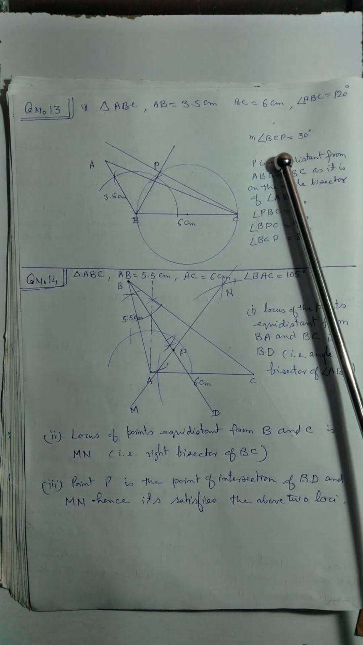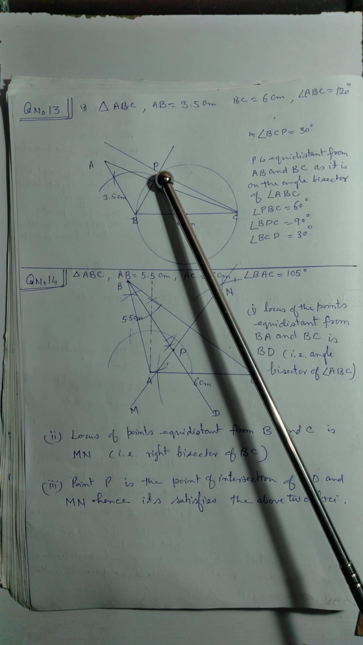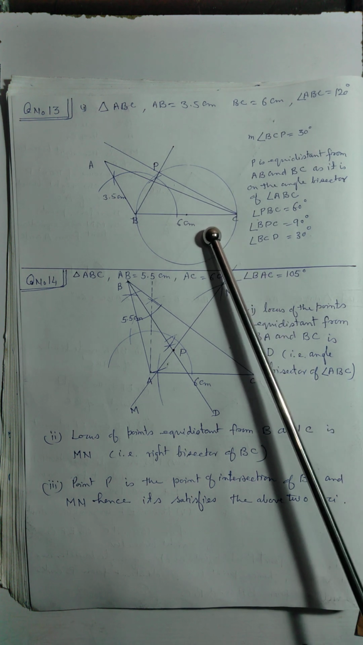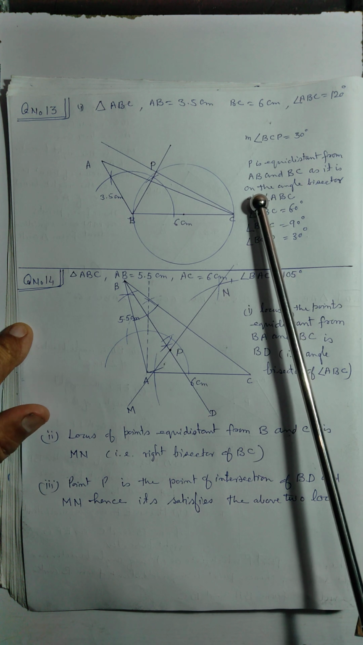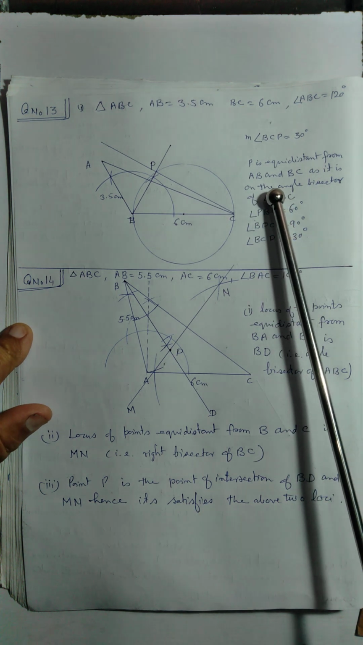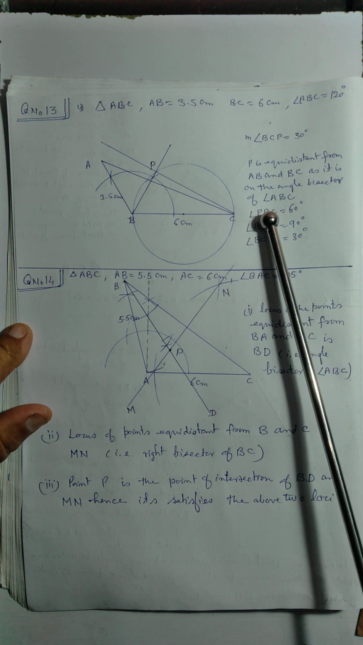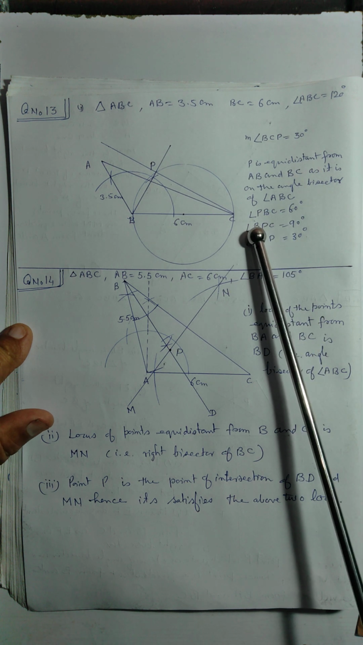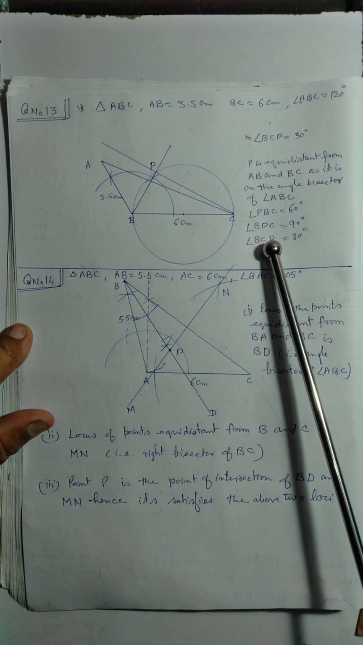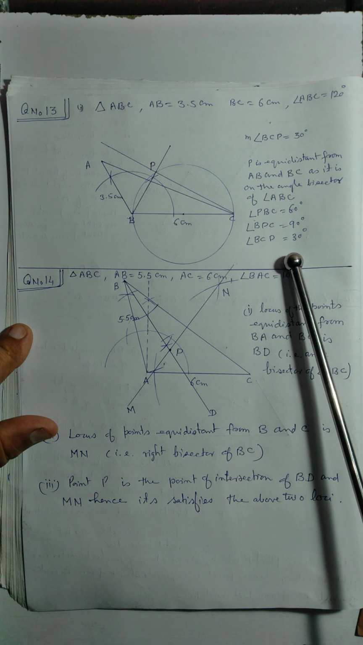Measure of BCP, that will be 30 degree. After construction I have measured it. Now P is equidistant from AB and BC as it is on the angle bisector of the angle ABC. So PBC is 60 degree. BPC is 90 degree. BCP is 30 degree.